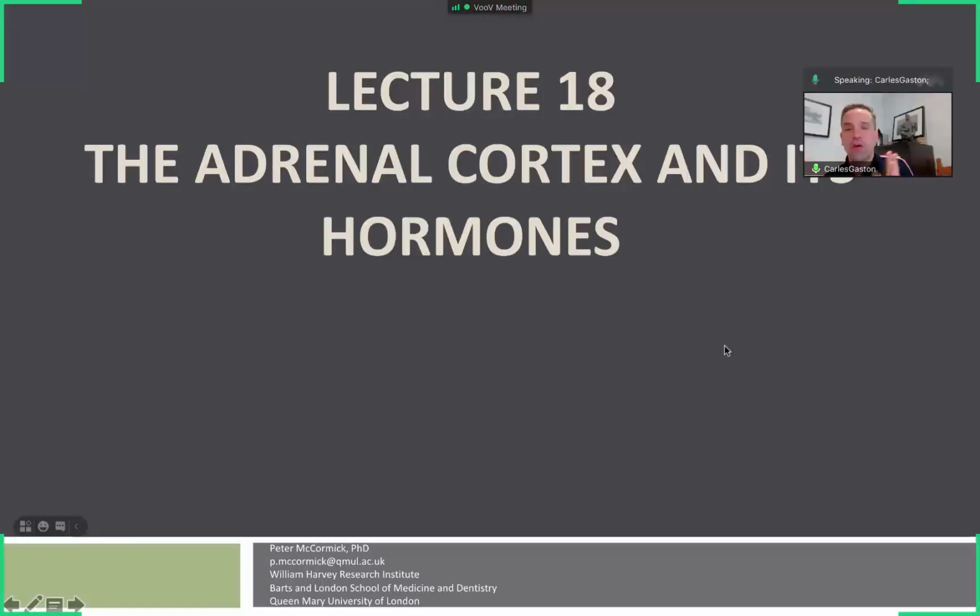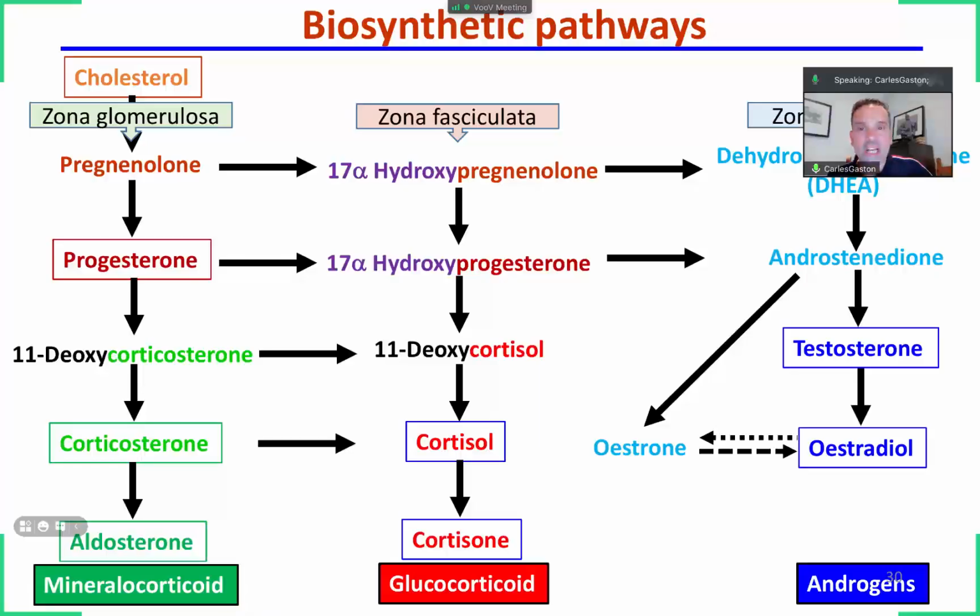Okay then, welcome back to the lecture on adrenal hormone production. To recapitulate, this is the main scheme that you should understand. As we said before, each zona of the adrenal gland contains a subset of enzymes and produces certain types of steroid hormones.